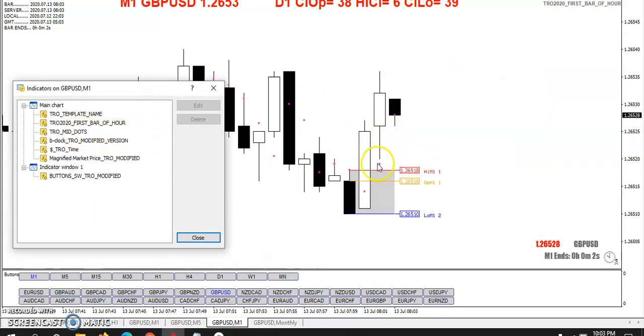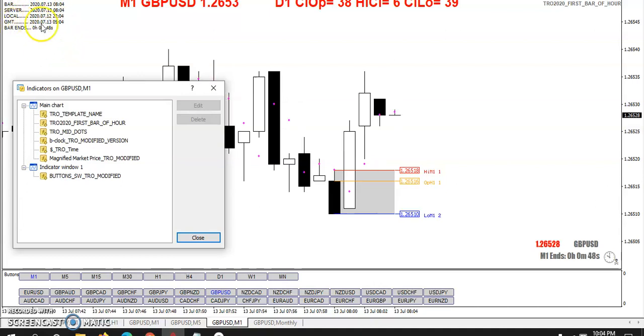I added the mid dots. So this is the previous candle's midpoint. I added the B clock that I slightly modified there. I added the TR time indicator here so you can see the bar time, server time, local time, and GMT, and also when the bar ends.